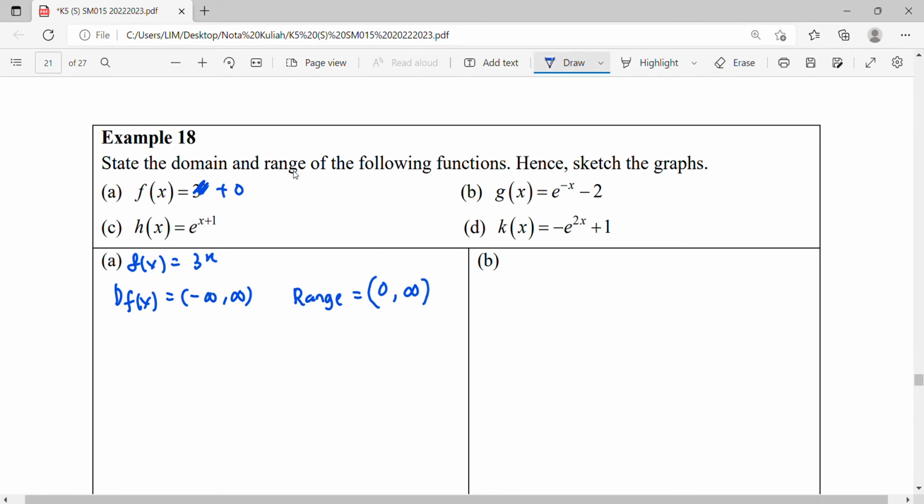So what does it mean here? Your exponential graph with range 0 to infinity means it is the type shooting up, with an asymptote. Whether it shoots up to the right or shoots up to the left depends on your power. Your power is positive, so it will shoot up to the right. So this is not the correct shape.